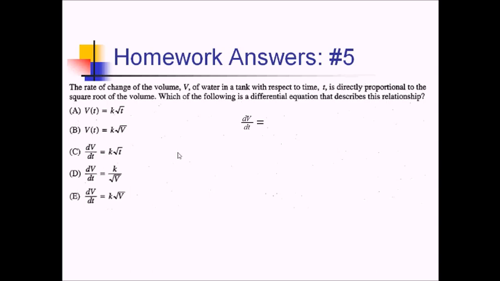Okay, is directly proportional to something. So that means we have some constant k getting multiplied by something else. And then, what's it directly proportional to? The square root of the volume. Well, how about just square root of v? Looking at our answer choices, that describes choice E.